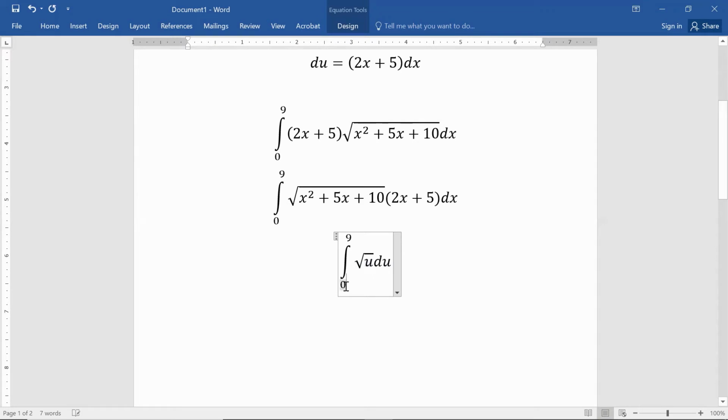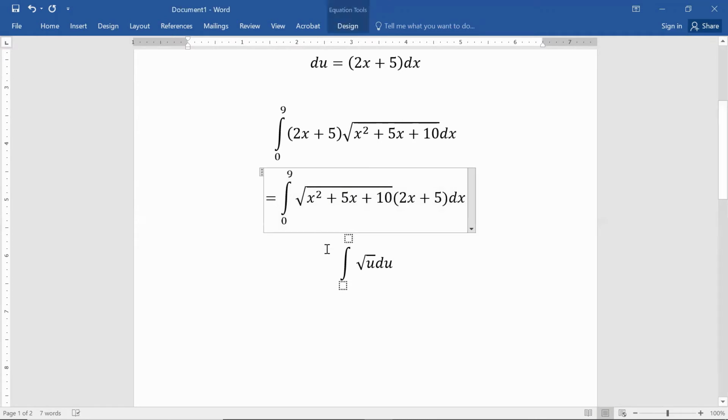Once I've done that, I should say, well, I'm not using x's anymore, so I don't want to say from 0 to 9 anymore. It's going to be from some other number to some other number. Don't really care what those numbers are. I just know they're not my x's.